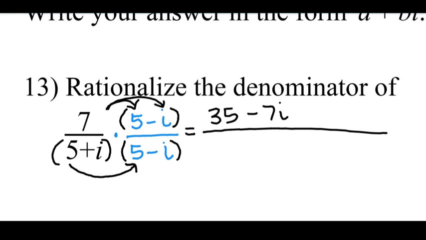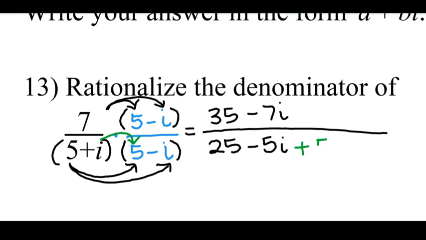We'll just walk through it. So first times first is going to be 25. Outer times outer is going to be 5 times negative i, so that's negative 5i. Inner times inner, let me switch colors so it doesn't get so messy, is i times 5, so plus 5i. And then last times last is i times negative i, so that's negative i squared. Okay, so then that's our multiplication part.